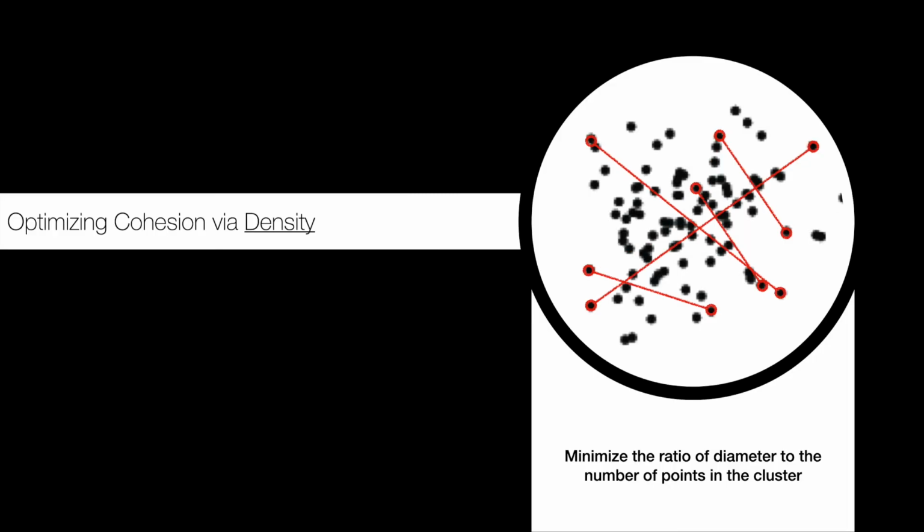The last cohesion metric we'll talk about is density, where we define density as the ratio of the diameter of the cluster, the maximum distance between any 2 points in this cluster, over the number of points in the cluster in total. So ideally you want these tightly packed clusters that have many points in them, and the maximum distance between any 2 points is small. So these are a few different ways that we might optimize for cohesion.